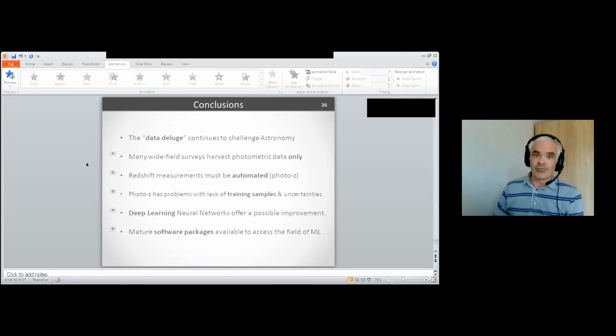So to finish up, the conclusions are that there's a data deluge, I suppose there always has been in astronomy. There's a huge number of all-sky surveys coming up, but a lot of those surveys are only going to have photometric measurements. Somehow the photo-z predictions have to be automated, because no human will ever go through it. The problem is photo-z's have a lot of problems with degeneracy and not enough training samples. So there's definitely more scope for neural networks to offer an improvement on that. And there's actually quite a low barrier of entry to get into the field.